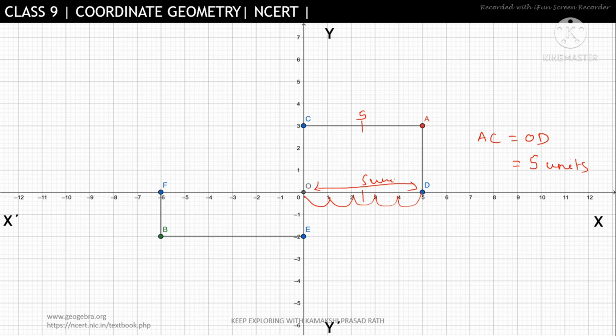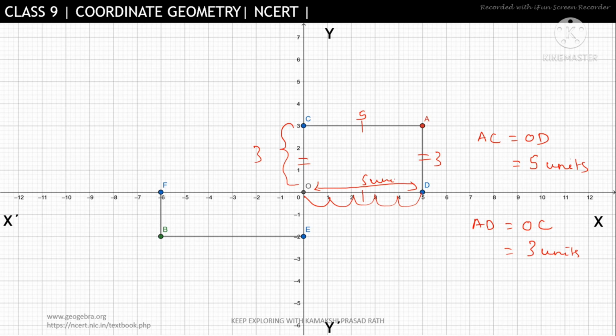Next, again we can say AD is equal to OC, opposite sides of a rectangle. That is equal to 3 units. As you can see here, OC is 3 units. Since OC is 3 units, AD will also be 3 units, right? Now we have got the position of this point: A is at a distance of 5 units from the y-axis and a distance of 3 units from the x-axis.